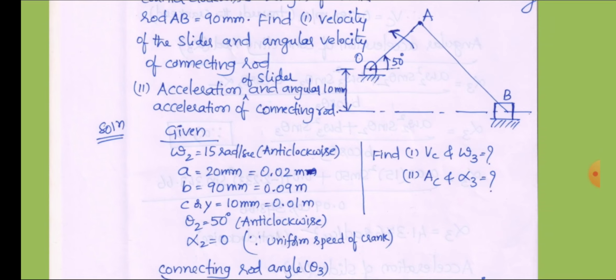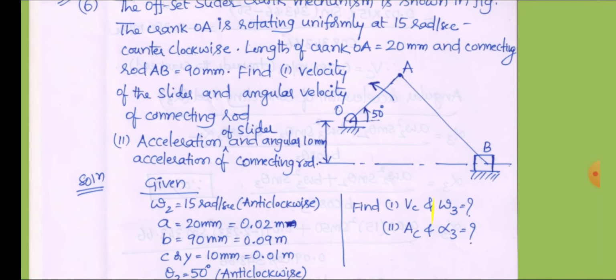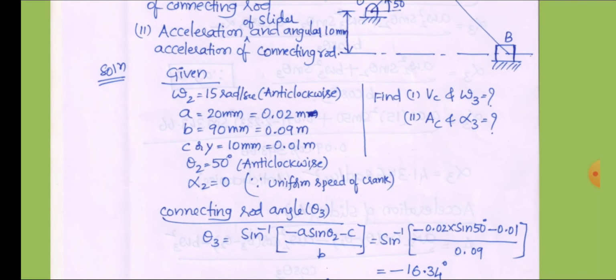Then also from the figure, 50 degree, as I told just now, is theta 2. By default it is measured anti-clockwise. So theta 2 is 50. And it is rotating uniformly. The crank is rotating uniformly. Therefore, for a uniform speed, the angular acceleration of the crank, that is alpha 2, is equal to 0. So these are the things.